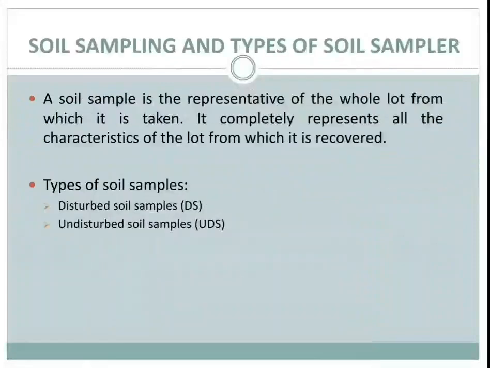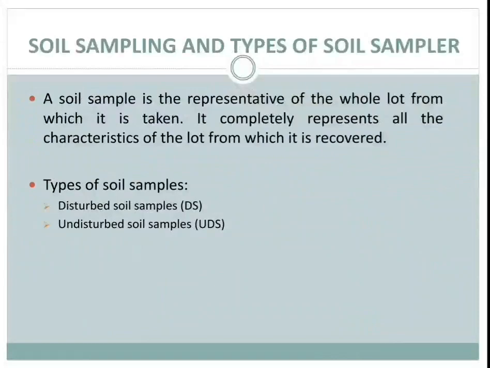Next is soil sampling and types of sample. A soil sample is representative of the whole lot from which it is taken, and it completely represents all the characteristics of the lot. The process of obtaining a soil sample from the desired depth at a desired location in a natural deposit to assess the engineering properties of soil is called sampling, and the device used for obtaining the soil sample is known as a soil sampler.